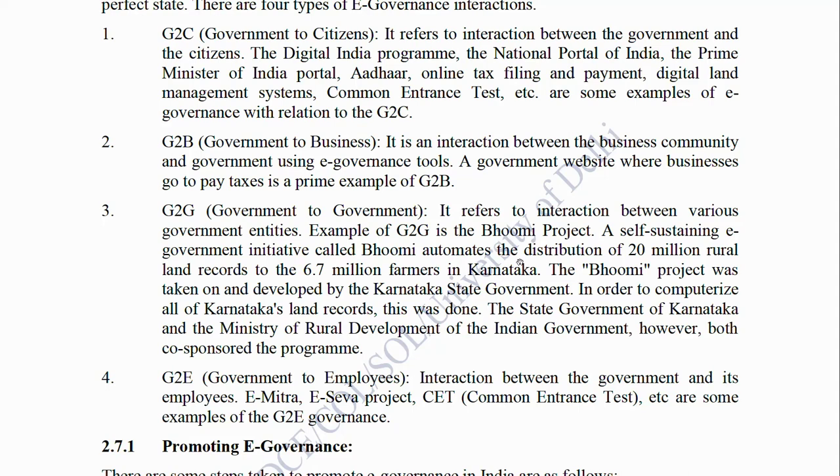Point number 3. G2G, Government to Government. It refers to interaction between various government entities. An example of G2G is the Bhumi project, a self-sustaining e-government initiative. Bhumi automates the distribution of 20 million rural land records to the 6.7 million farmers in Karnataka. The Bhumi project was taken on and developed by the Karnataka state government in order to computerize all of Karnataka's land records. The state government of Karnataka and the Ministry of Rural Development of the Indian government, however, both co-sponsored the program.